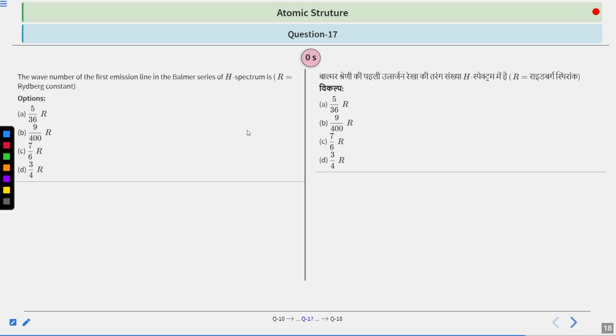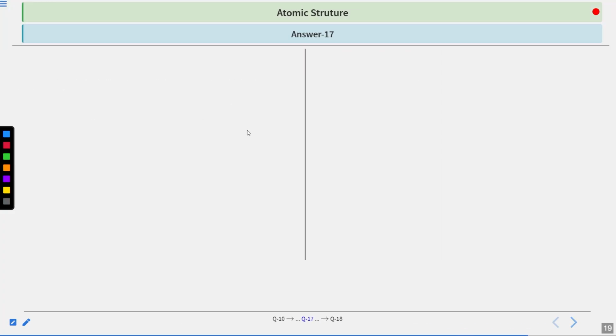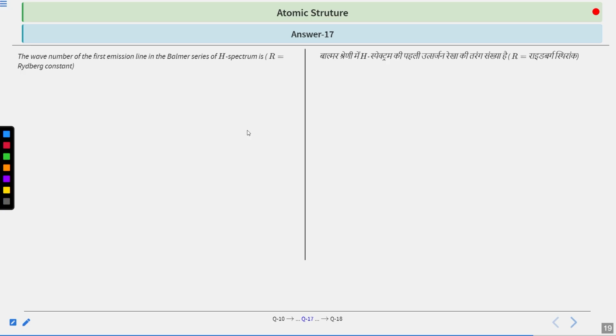Now let us see a solution. The question says that the wave number of the first line in the Balmer series of hydrogen spectrum is, you have to find that value. And we have to take R equal to the Rydberg constant. So you have to take R as your Rydberg constant and not the actual value. The answer is A, 5 by 36 R.